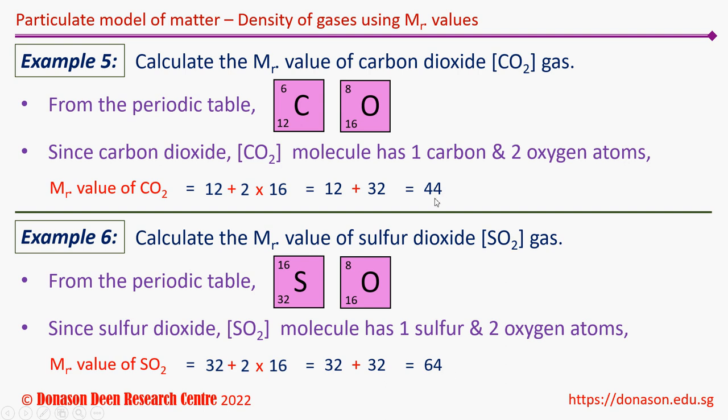Now, once again, let's compare these two gases. Which one is denser? Carbon dioxide has a relative molecular mass of 44, while sulfur dioxide has a relative molecular mass of 64. Obviously, sulfur dioxide is bigger, fatter, and clumsier. So this is, of course, much denser compared to carbon dioxide. Sulfur dioxide is much denser.